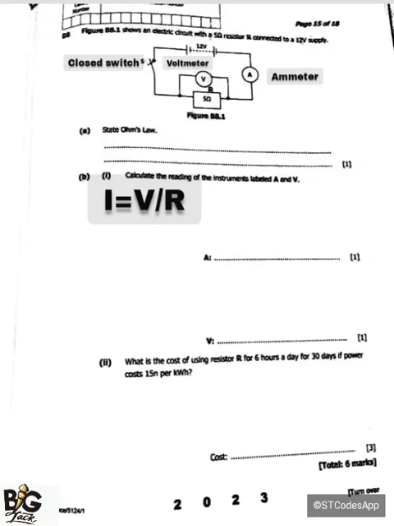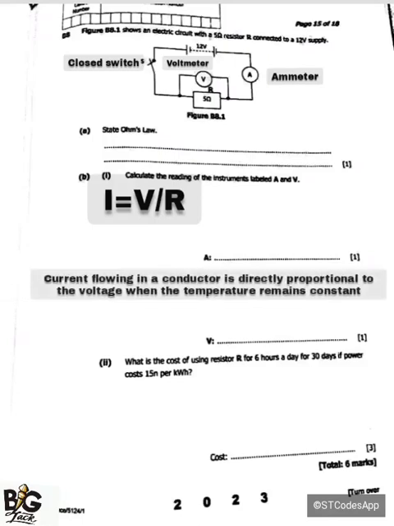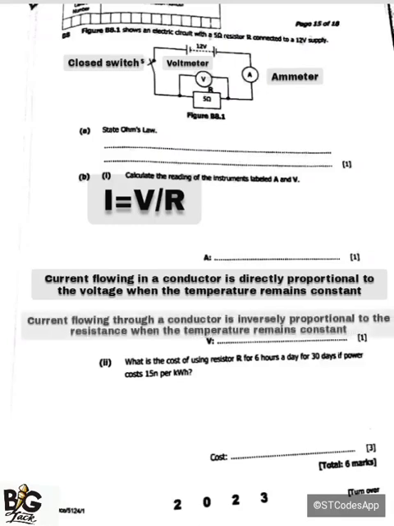So now, Ohm's law states that the current flowing in a conductor is directly proportional to the voltage or the potential difference when the temperature remains constant. If the temperature remains constant, you're going to find that the electric current will be directly proportional to the voltage or the potential difference. Apart from that, you can say the current flowing in a conductor is inversely proportional to the resistance. According to the formula, current is equal to voltage divided by resistance. So current is directly proportional to the voltage and inversely proportional to the resistance, provided that the temperature remains constant.